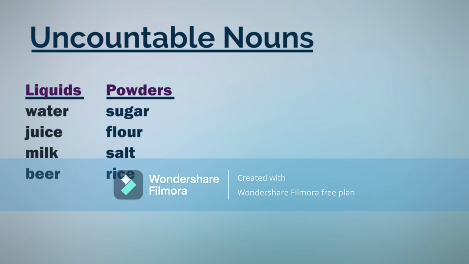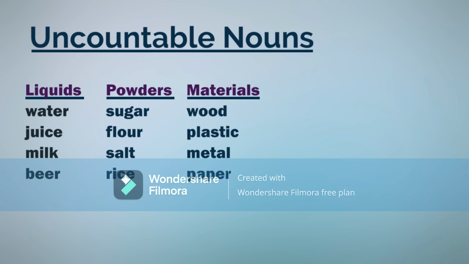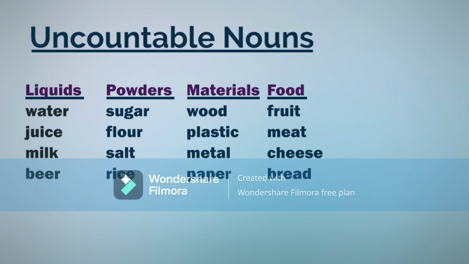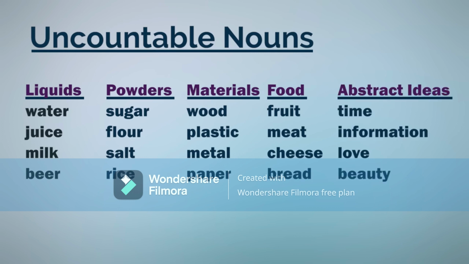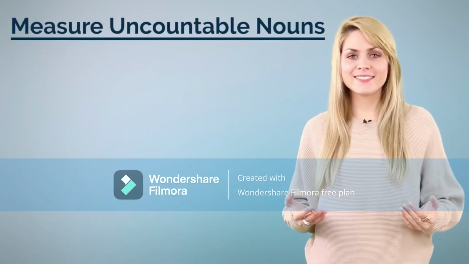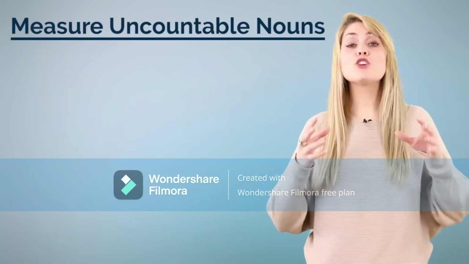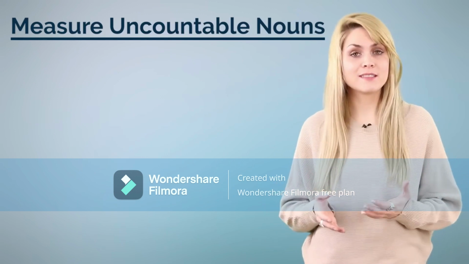Powders. Sugar, flour, salt, rice. Uncountable words as well. Materials such as wood, plastic, metal or paper. Food as well, like fruit, meat, cheese and bread. And finally, abstract ideas like time, information, love and beauty. Another trick is that most of the time you can measure uncountable nouns.